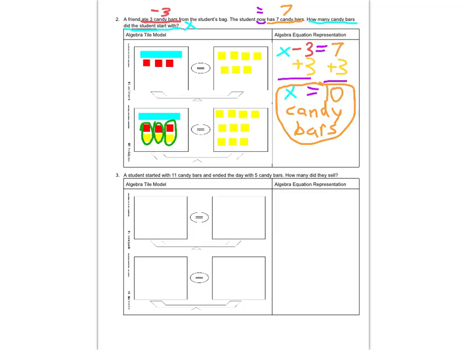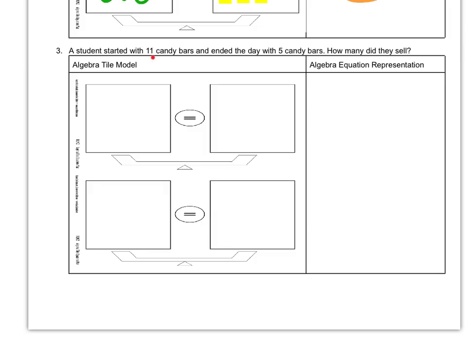Now let's take a look at number 3. A student started with 11 candy bars and ended the day with 5 candy bars. How many did they sell? Take a moment and set up what you think this equation is going to look like. Otherwise, that's going to look like this.